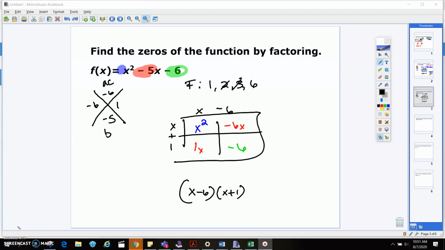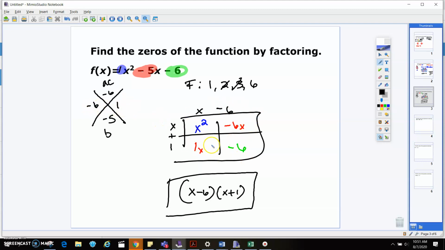All right, so let's take a look at it. Hopefully you got as your final answer x minus 6 times x plus 1. And if you did not, let's check your work. So you should have done your diamond. So a times c, that's this blue, which is going to be that 1. Remember, if there's nothing written there, it's assuming that it's a 1. This will change in just a second, so make sure that you keep aware of that. So 1 times negative 6 is going to give me negative 6, and b is going to be negative 5. My two factors that'll make that happen are negative 6 and 1.